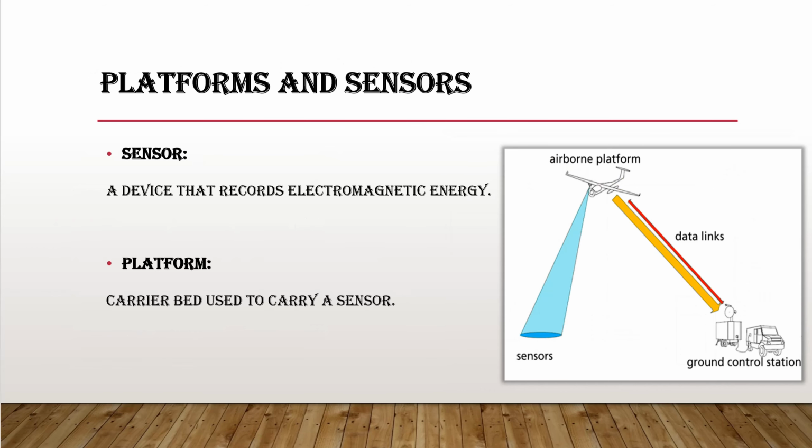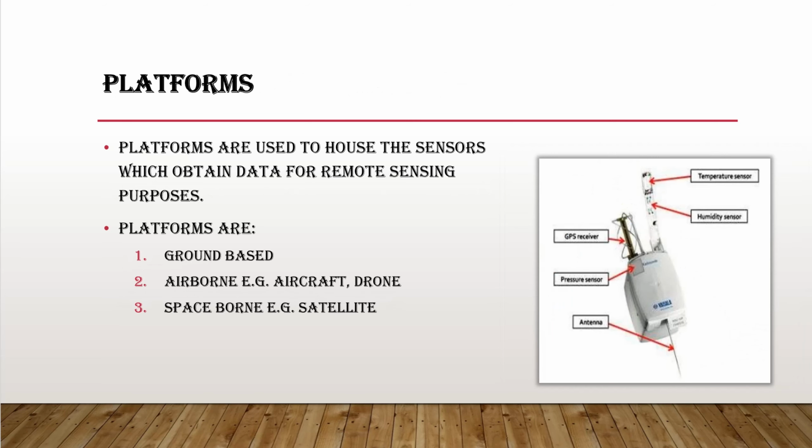Now we will see the platforms and sensors. Sensors are nothing but the devices that record electromagnetic energy, whereas platforms are nothing but the carriers which are used to carry the sensors. Now we will see those platforms and different types of sensors in detail. The platforms are used to house the sensors which obtain data for remote sensing purposes. The distance between the target being imaged and the platform plays a large role in determining the detail of information obtained and the total area imaged by the sensor.